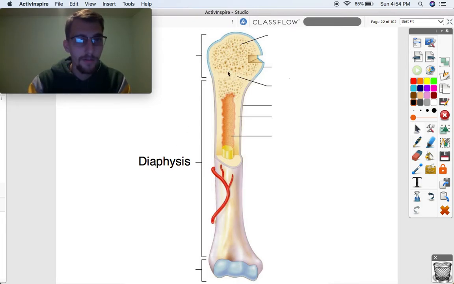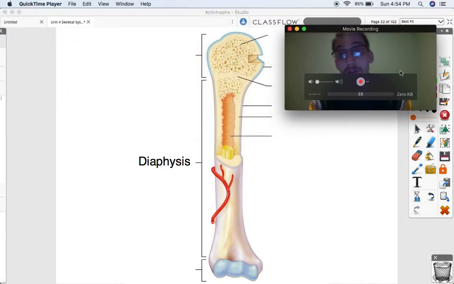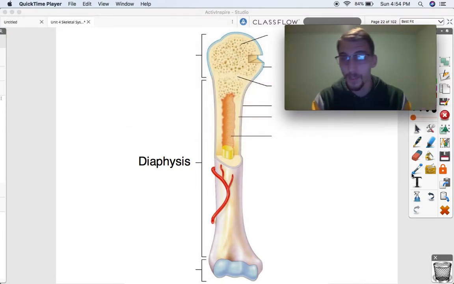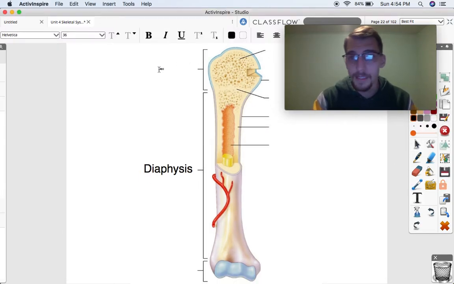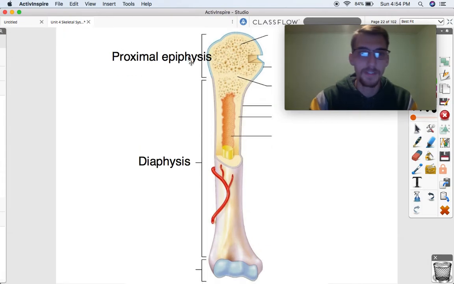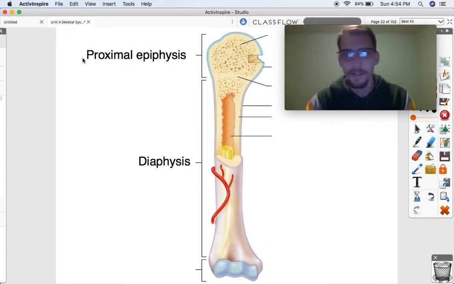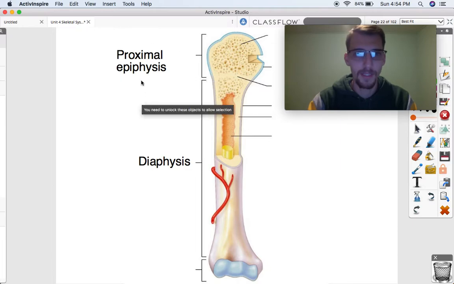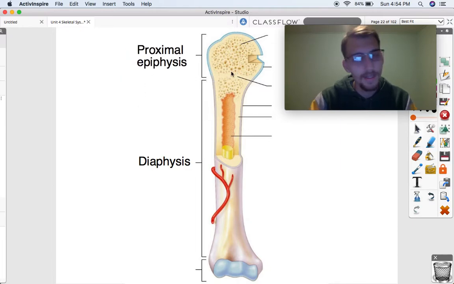And then we've got two different ends over here, and both of the ends are called the same thing, but we have to use our directional terms in order to identify which is which. Both of these ends are called epiphyses, or singular epiphysis, but this one up here is called the proximal epiphysis. You have to learn how to say that. It's a tricky pronunciation, like a tongue twister, but you get used to it after a while.